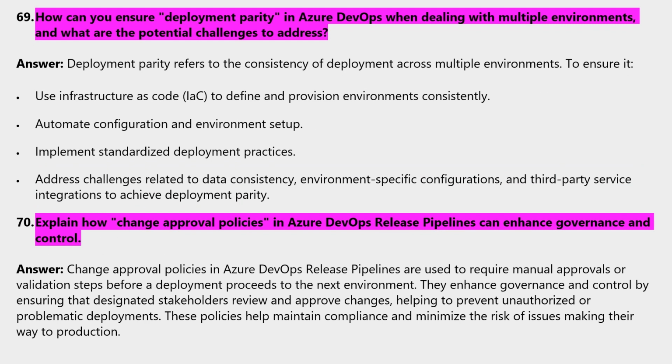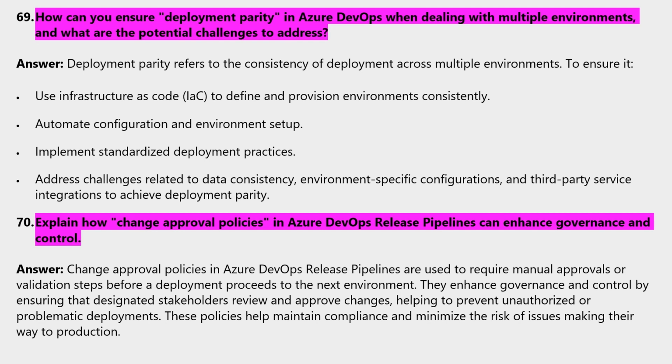How can you ensure deployment parity in Azure DevOps when dealing with multiple environments, and what are the potential challenges to address? Answer: deployment parity refers to the consistency of deployment across multiple environments. To ensure it, use infrastructure as code (IaC) to define and provision environments consistently. Automate configuration and environment setup. Implement standardized deployment practices. Address challenges related to data consistency, environment-specific configurations, and third-party service integrations to achieve deployment parity.